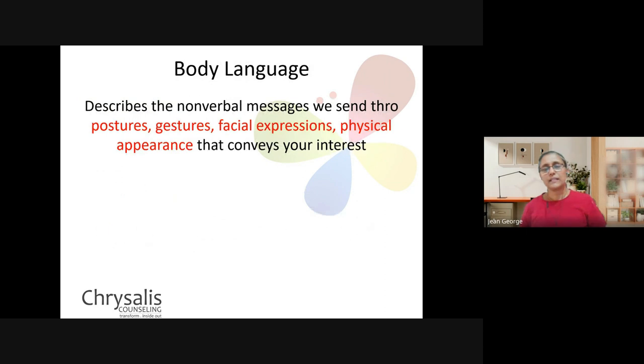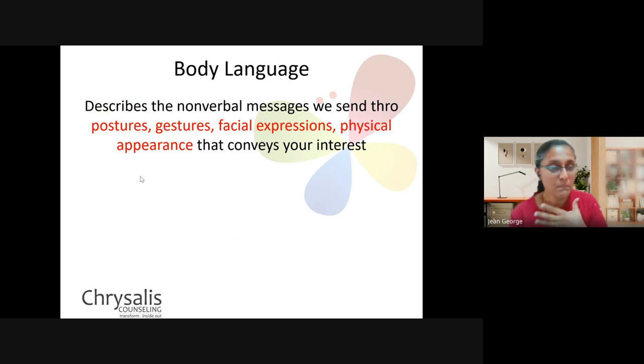Okay. The next is the body language. So we looked at verbals, we looked at vocals, and we looked at visual. Okay. Now we're looking at the body language. Now the body language, what happens is, through whatever is happening to us, our body tends to respond non-verbally also. So the body language is looking at the non-verbal messages we send through our postures, our gestures, our facial expressions, or our physical appearance. And all of this is what really shows interest. So the way that we send those gestures, those movements, even those physical appearance, even the way that we show it or we send it impacts this.